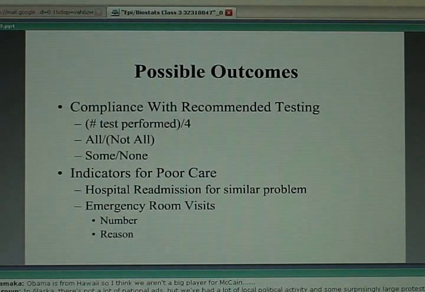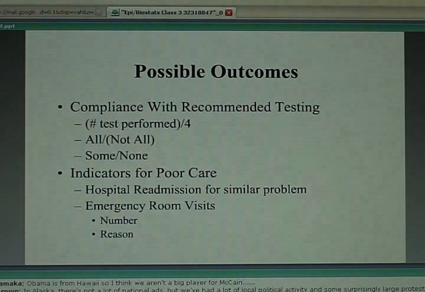Could you treat that as a continuous outcome? Some people have 0, some people have 25, some people have 50, some people have 75, some people have 100% of all 4 tests during that 1-year window of observation. Or do you treat it as having all of them or not having all of them? Categorize it as 100% versus less than 100%. Or do you categorize as having some? At least one versus none.